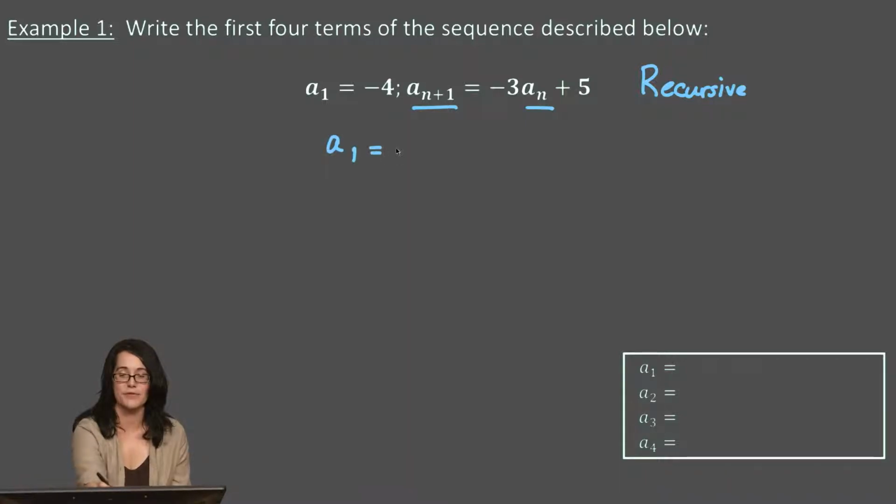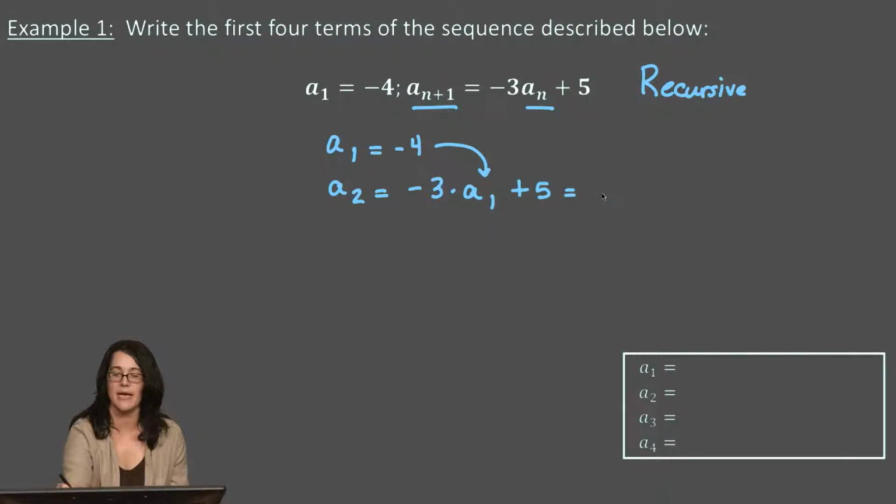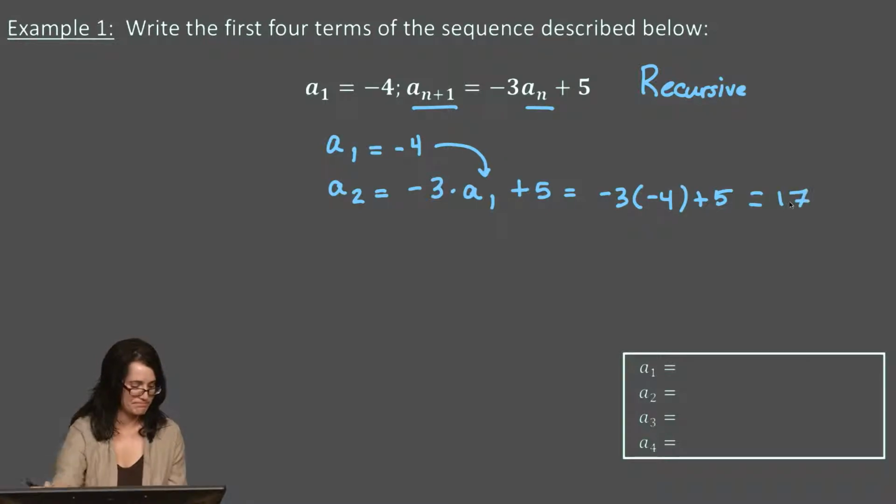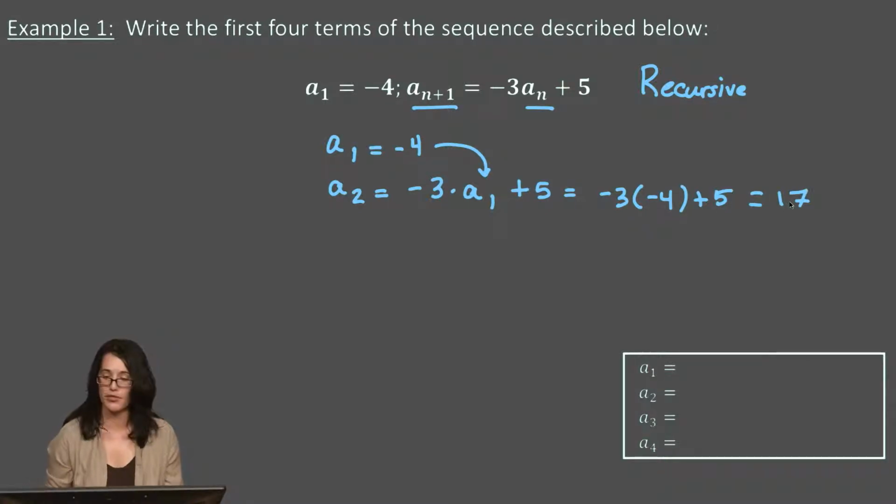Notice they gave us the first term, negative 4. So to get to the second term, what did you do? That's right, you took negative 3 times the previous term, which was my first term, negative 4, and you added 5. When you did that, you would get negative 3 times negative 4, which is 12, and 12 plus 5 was 17. So your next term there should have been 17 for term 2. Your first term was negative 4.